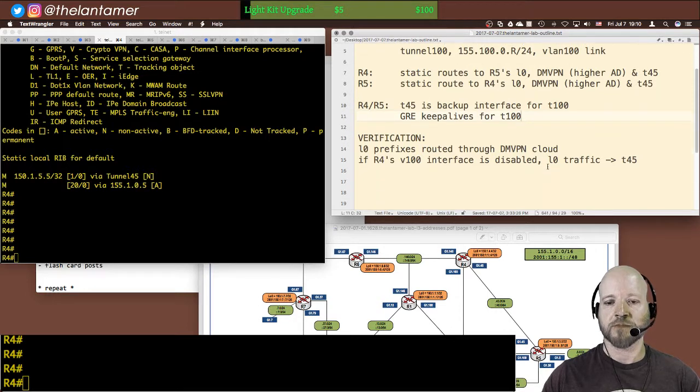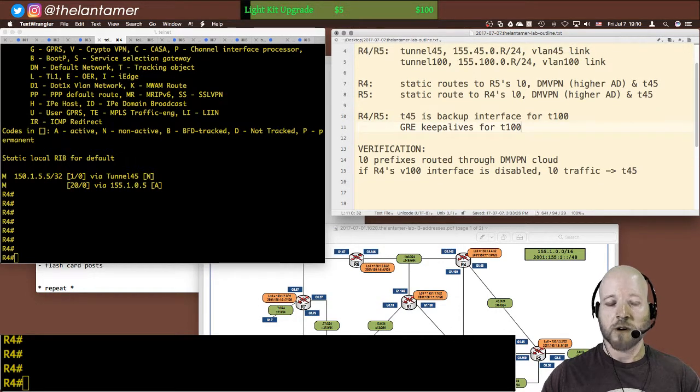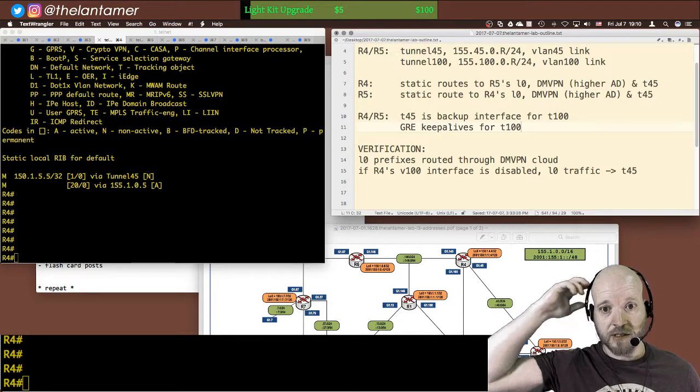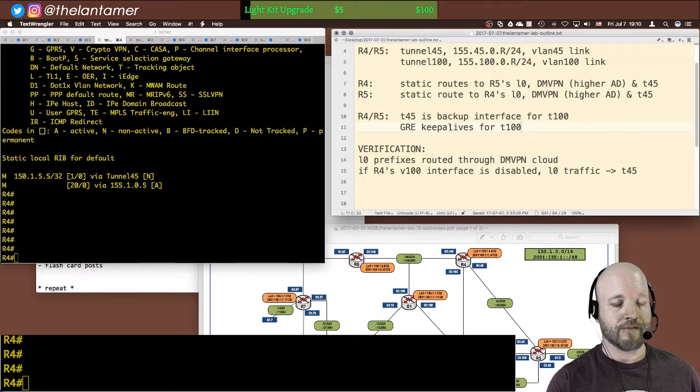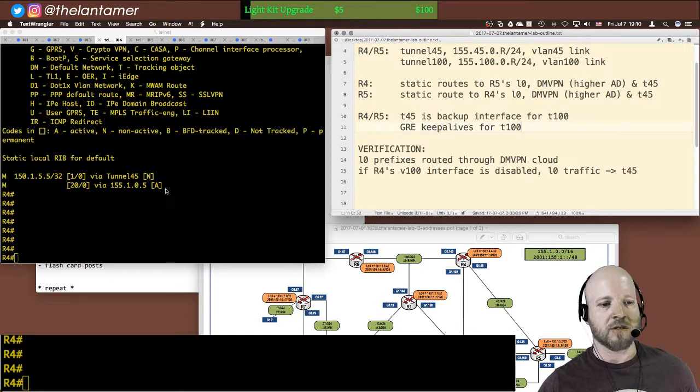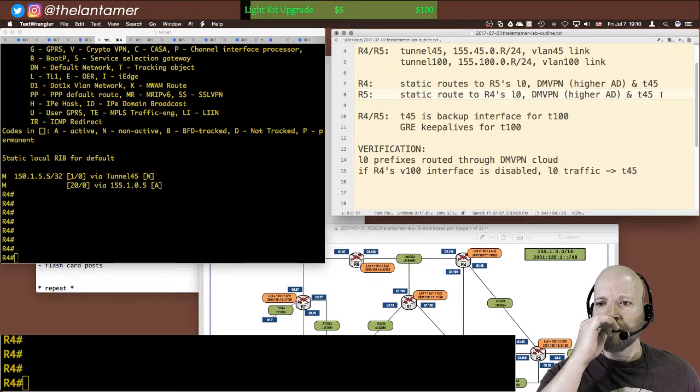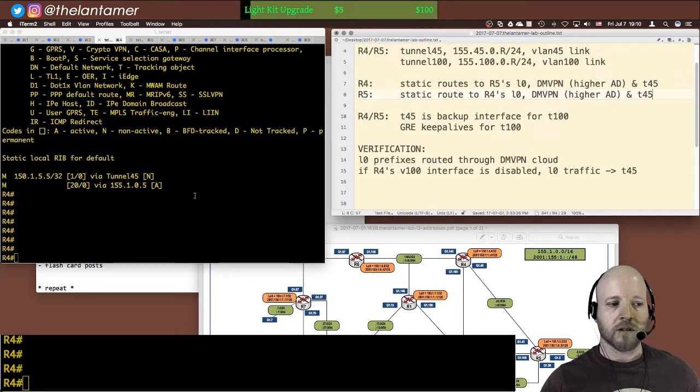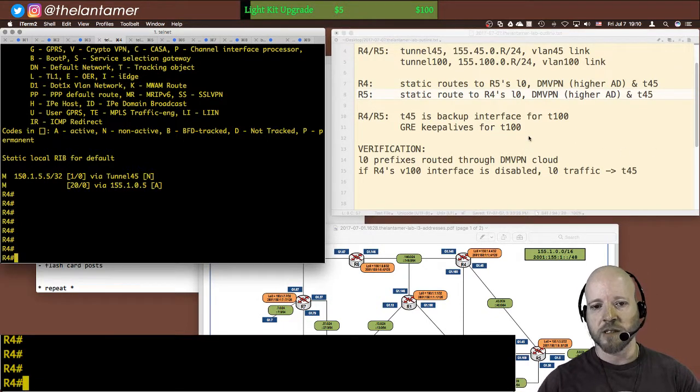I'll write it off to VIRL inconsistencies, I guess. That's the only thing I can think of. It does seem kind of backwards to me still, the logic here. Why would it matter that this has a lower administrative distance? Okay, maybe that'll be in the lab key information.